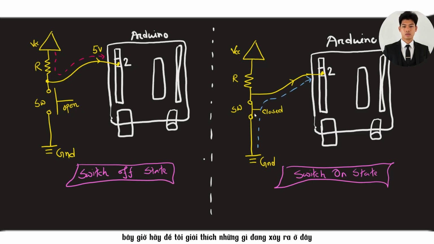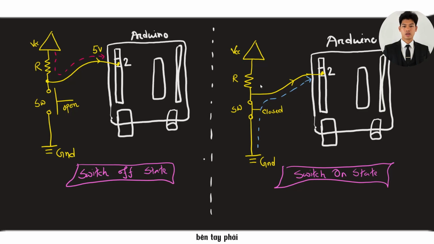Now let me explain what is happening here. If we build a circuit like this, when the switch is turned off, that is, the switch is open, then from our power supply, that is VCC, a current will start flowing through the resistor to the 2-number pin, which is a digital input pin. The pin will read the positive supply, and it will take it as a logical 1 or high input. So when the switch is open, the Arduino will read high.